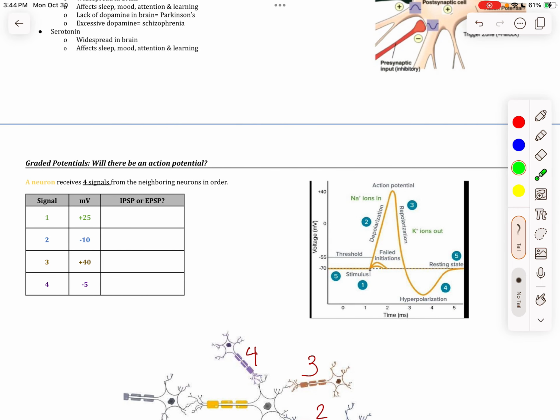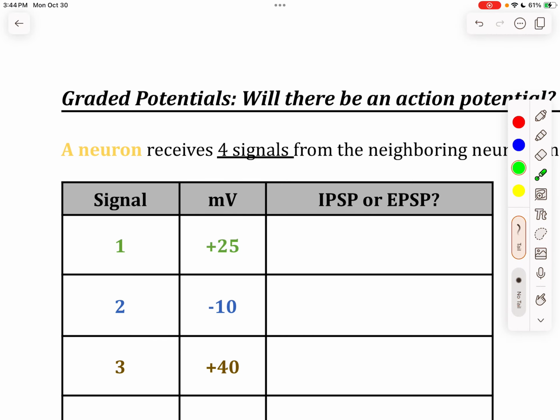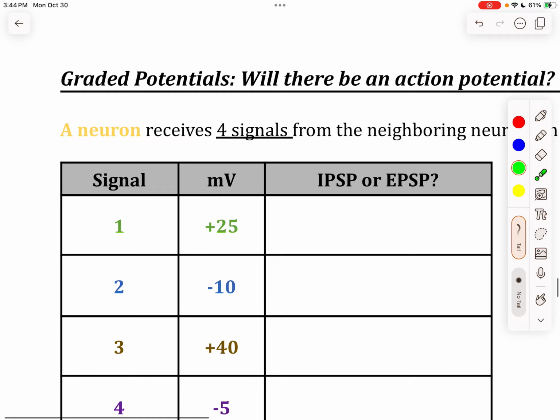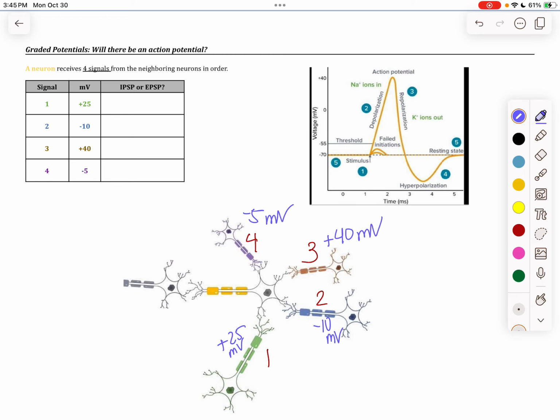So we have 4 different neurons here, 1, 2, 3, 4. Signal 1 is plus 25 millivolts. Second is minus 10 millivolts. Third is plus 40 millivolts. And 4 is minus 5 millivolts.